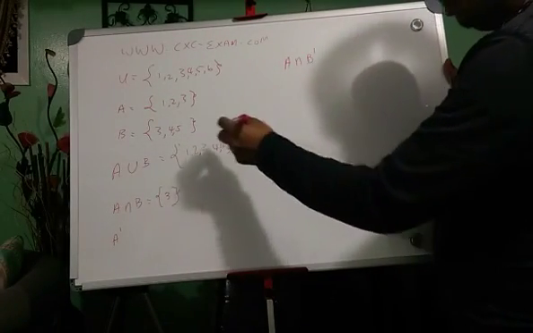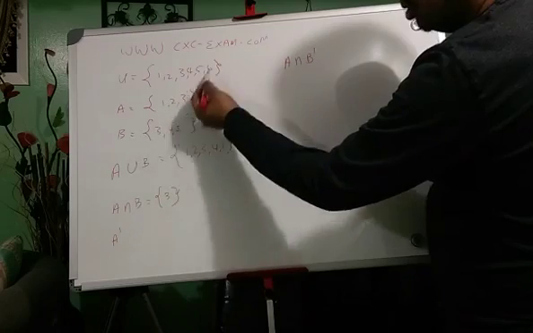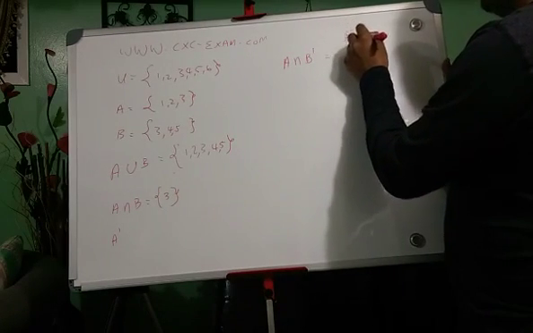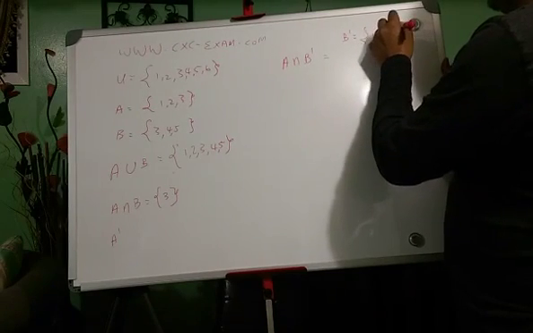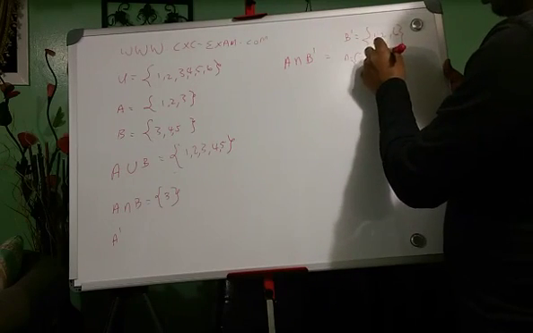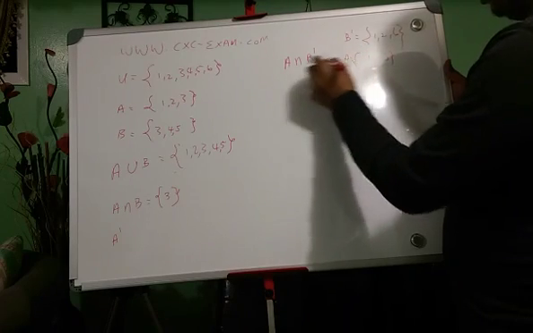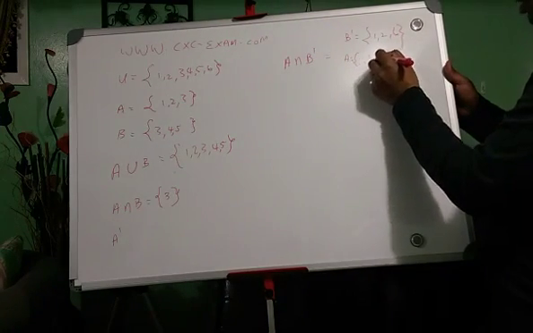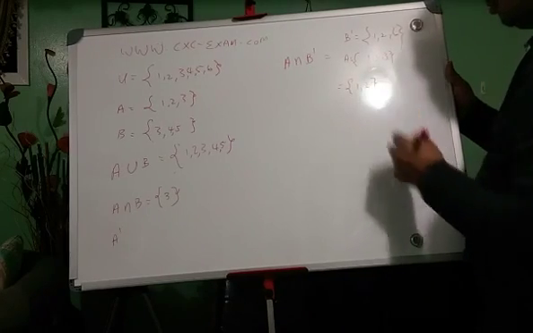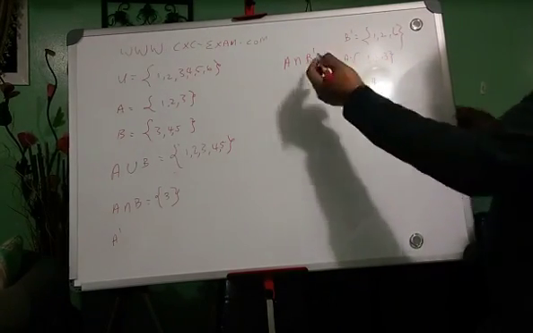You could find B complement. What is B complement? It is 1, 2, 3. I'm sorry, B complement would not be 3. It'll be 1, 2, and 6. Alright? B complement is 1, 2, and 6. And A is 1, 2, and 3. It means therefore that A intersect B complement is 1 and 2. See what we did there?